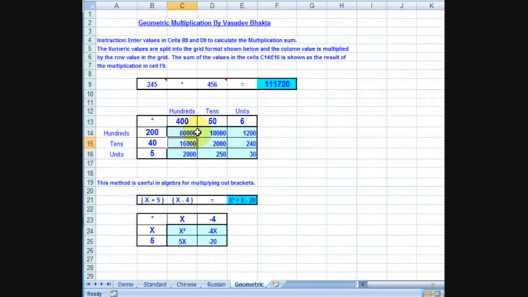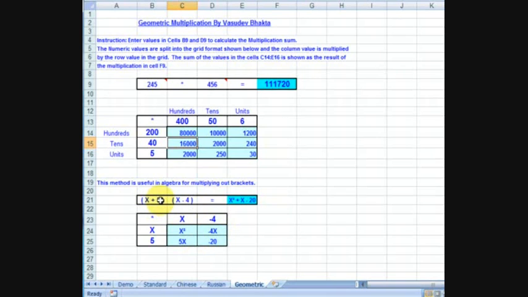This grid can be extended for larger numbers. This method is useful in algebra for multiplying out brackets as shown below here. What we have is x plus 5 multiplied by x minus 4. We're going to multiply out these brackets and simplify.